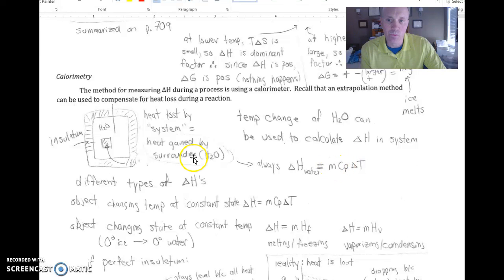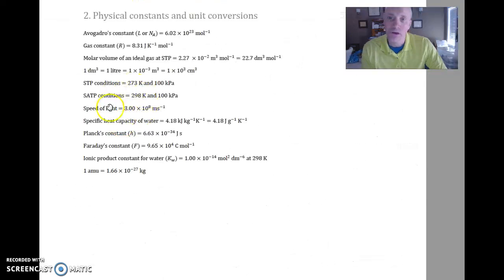M would be the mass of the water here. That would be a known. Cp is the specific heat of water. That is a value that is known. Also, the specific heat, Cp, is given in your data booklet. This is in table 2.